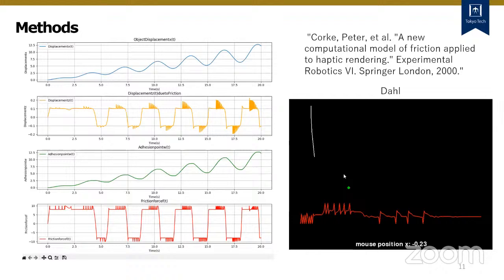And about this graph, this one is the displacement of the fingertips, and this one is the displacement of the bristle, like brushing the plane. And this one is the movement of the disk green point. And this one is the output friction, the red one, which is also the red one in the video.